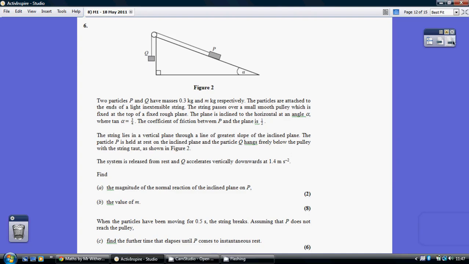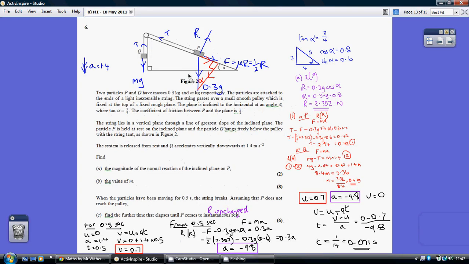Question 6. So take a good look at the diagram, make sure you've picked up all of those forces, make sure you've broken the weight force down into the two components here in red, and remember the friction equals the coefficient of friction times the normal reaction. That's the normal reaction going off perpendicular. So on this occasion, with the coefficient being a half, F equals a half R.